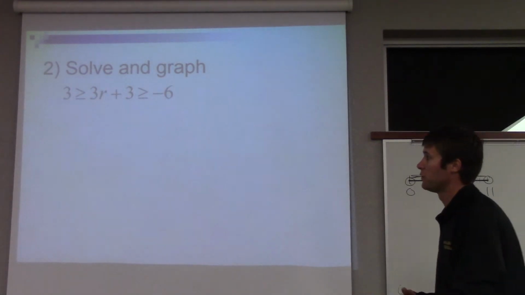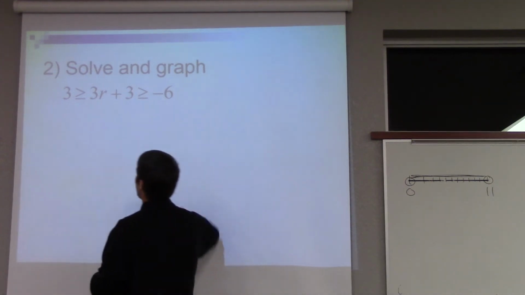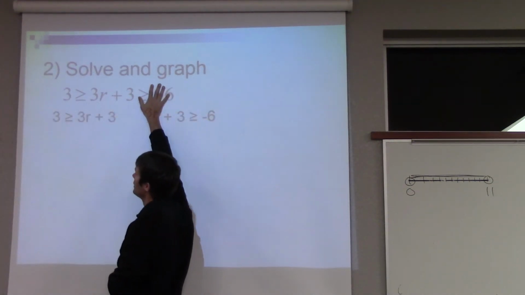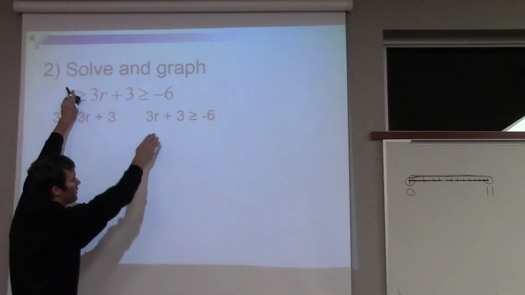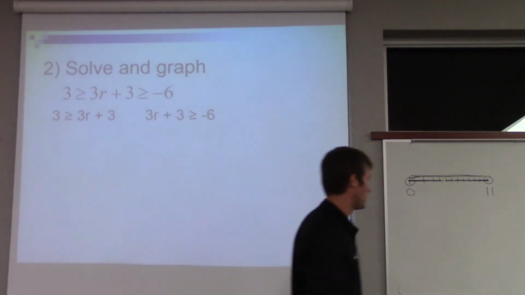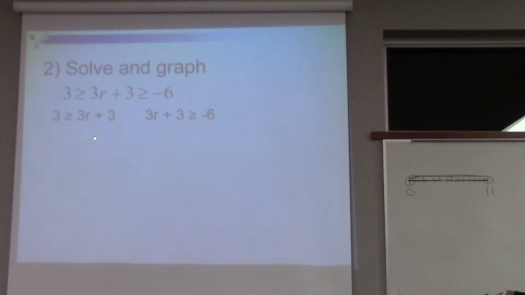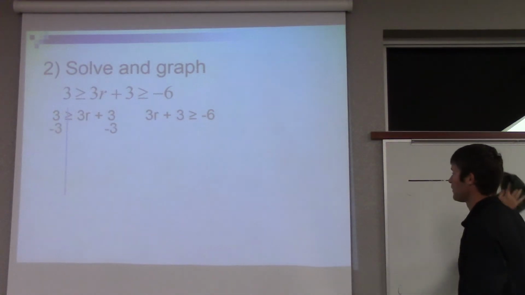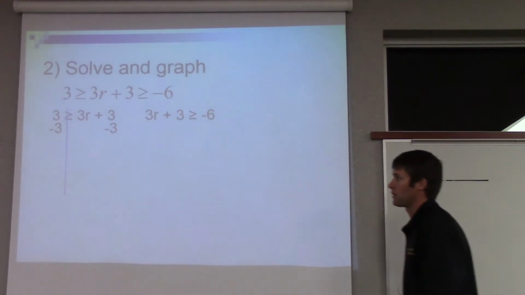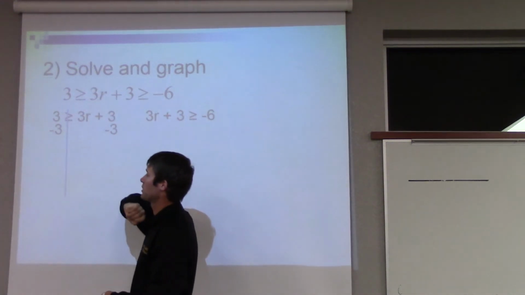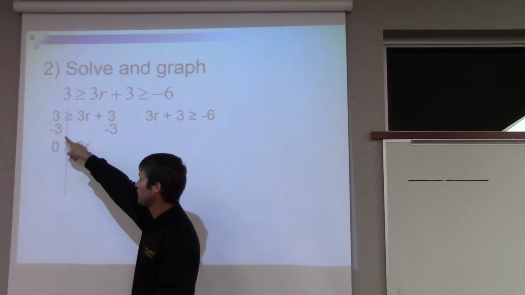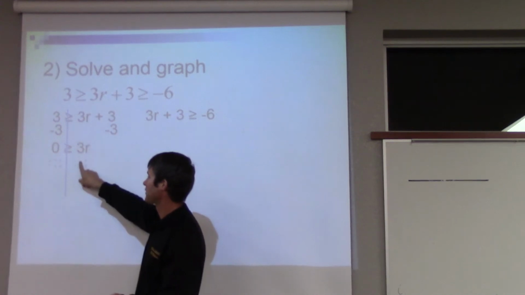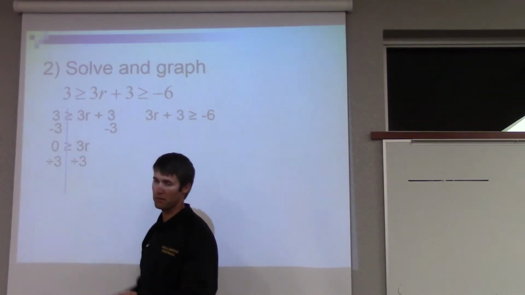Same idea. We have two inequalities, so we can cover it up. Write one, cover this one up, write the other. Now we go through and solve. So how do I get rid of this 3? Subtract it. So draw your river on both of them. Now we go ahead. How do I get rid of the 3? Subtract 3. 3 minus 3 is 0. Divide by 3. Again, 0 divided by 3 is just 0.